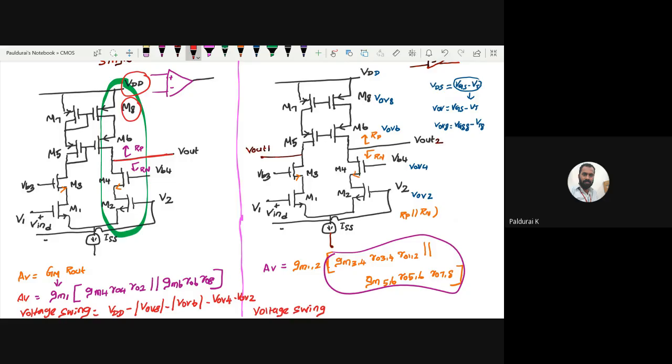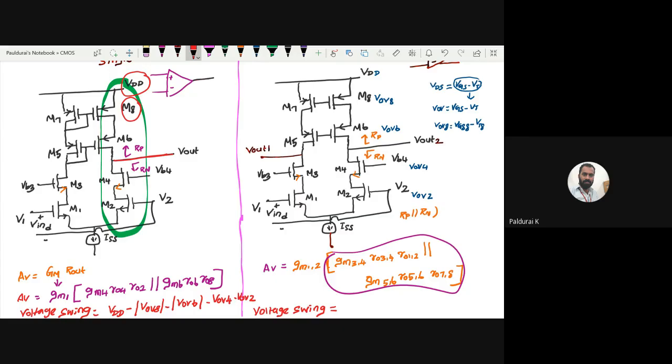I applied a VDD, one overdrive voltage is dropped across M8, another overdrive voltage across M6, another overdrive across M4, another overdrive across M2. So you want to subtract to get the voltage swing. So this is the voltage swing for a single-ended amplifier, single-ended op-amp, because we are measuring output at only one side.